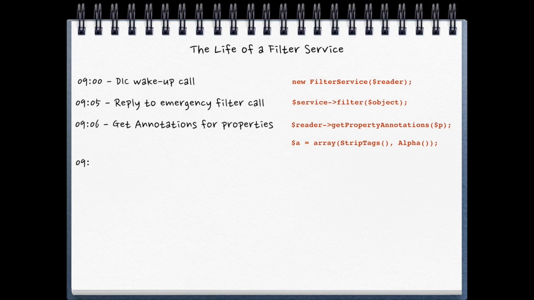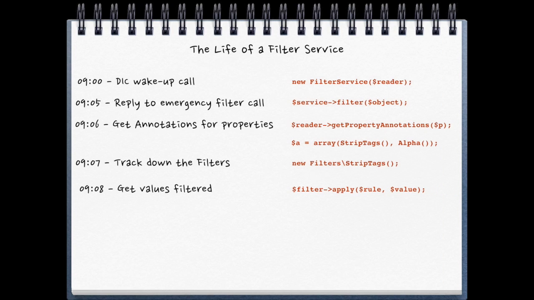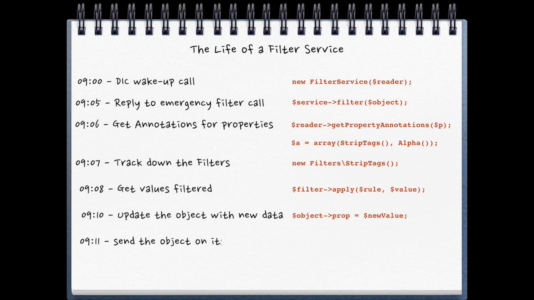Once it has all of those rules in place, it will then find the people who are responsible for enforcing those rules, the actual filters themselves. It will filter those values, get those values passed through whoever is responsible, and then it will finally update the original object with the new values. Once that's done, it sends the object back and gets ready for doing it all again.